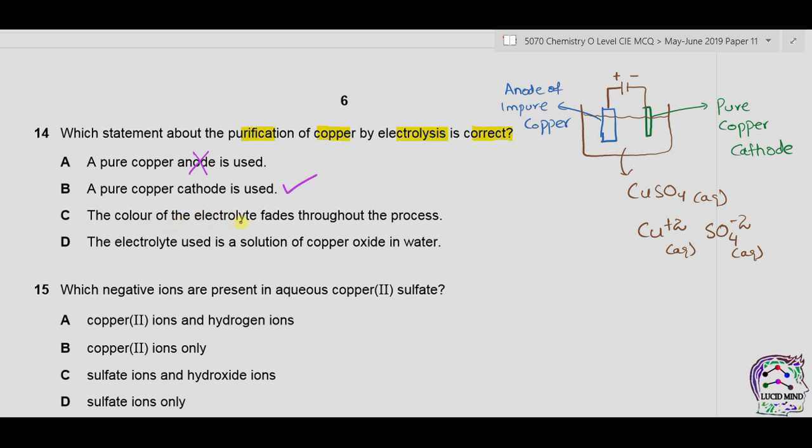C, the color of the electrolyte solution fades throughout the process. As in the solution we can see that copper 2+ ions are still present, therefore the color does not fade throughout the process, so this is incorrect. Part D, the electrolyte used is a solution of copper oxide in water. Now we can only use that salt of copper that is soluble in water, as copper oxide is a metal oxide and it is insoluble in water, so therefore it cannot be used as electrolyte. The correct answer is therefore B.